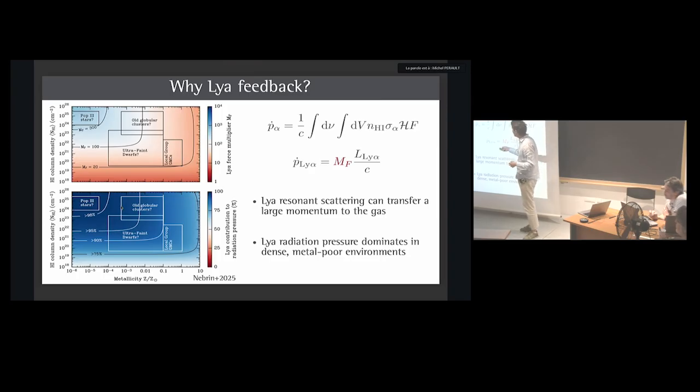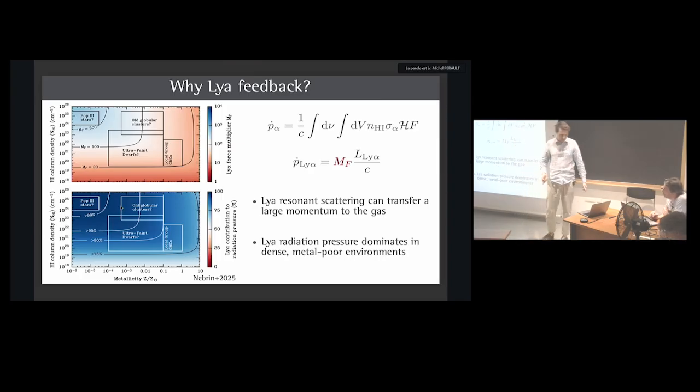And in this plot, for example, is shown the total force multiplier for a uniform cloud setup, as a function of column density and metallicity. And as you can see, it can be quite high, a few hundreds for the most dense and metal-poor environments. And here instead is shown the relative contribution to the total radiation pressure. Again, you see that in dense metal-poor environments, Lyman-alpha radiation pressure can be the dominant source of feedback.